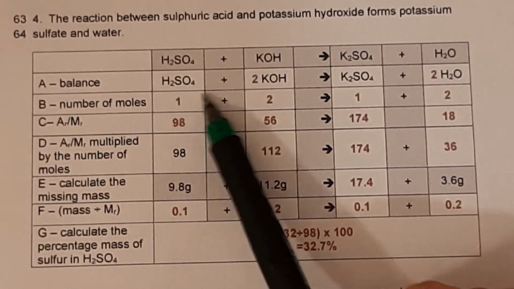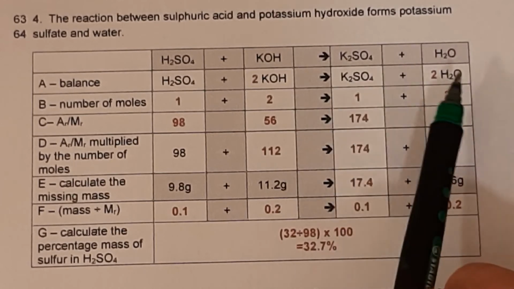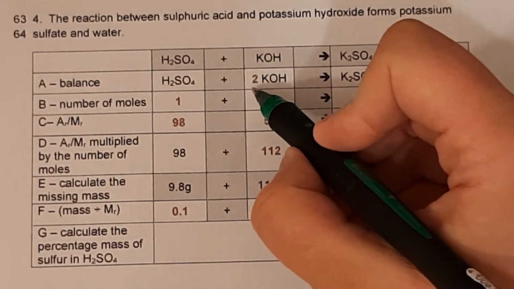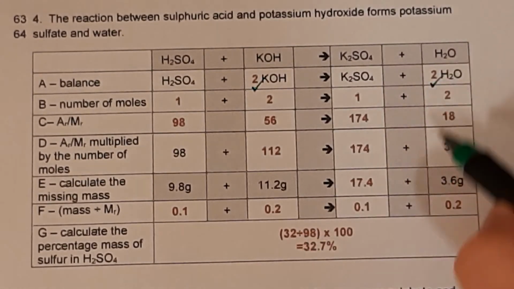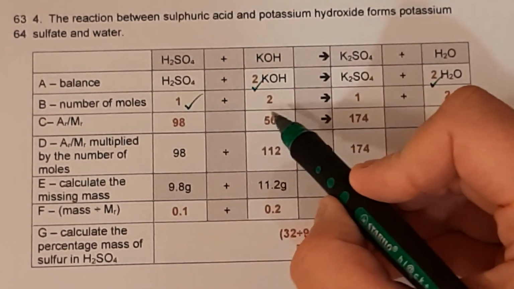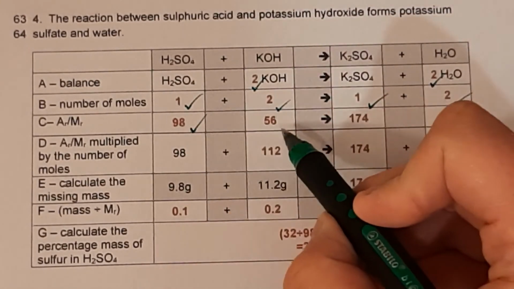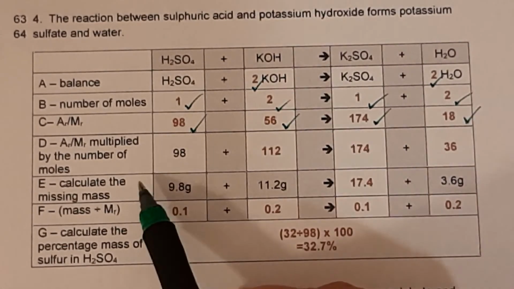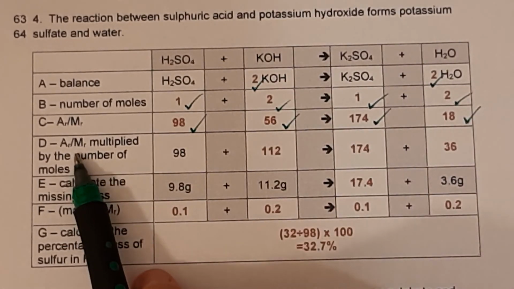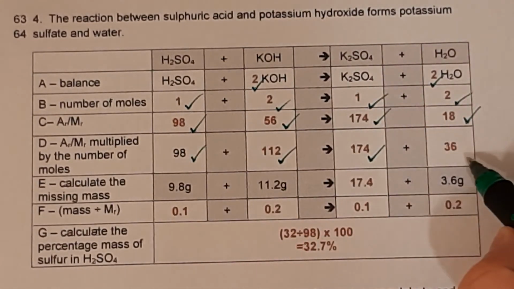Sulfuric acid, H2SO4, reacts with potassium hydroxide to form potassium sulfate and water. To balance the equation, you need to put 2 in front of the potassium hydroxide and 2 in front of water. So therefore it's 1, 2, 1 and 2 moles. The relative atomic masses are 98, 56, 174 and 18. Multiplying the relative atomic or molecular mass by the number of moles gives us 98, 112, 174 and 36.